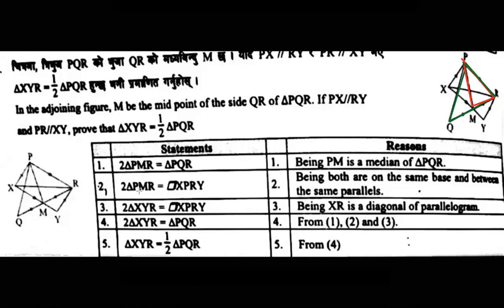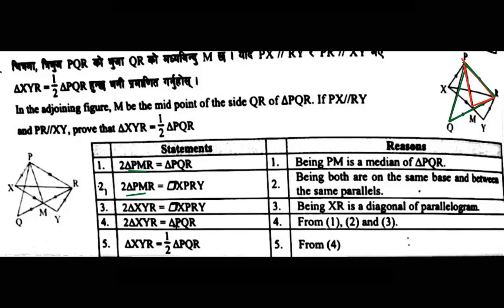So PMR is half of the parallelogram. And this is also half of this parallelogram, because it was standing on the same base and between the same parallel lines. Now you can say that this triangle and this parallelogram are equal. So this and this are equal to each other. So PQR is equal to XPRY, you can write it like that.